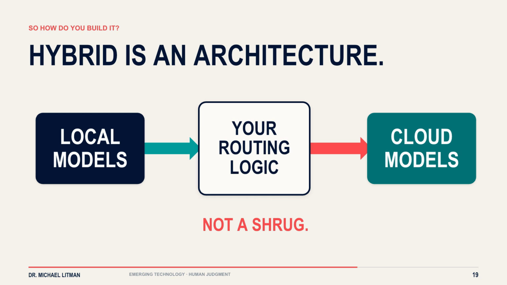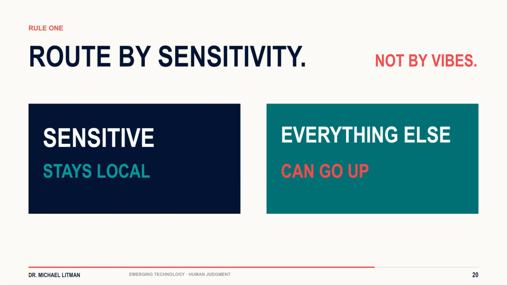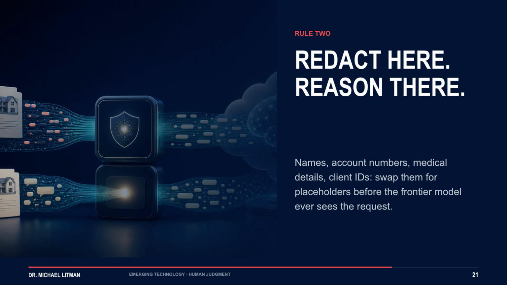All right, so how do you actually build this? Here's the hybrid architecture, and here's how you decide for real. Rule 1, route by sensitivity, not by vibes. Sensitive data stays local. Everything else can go up.